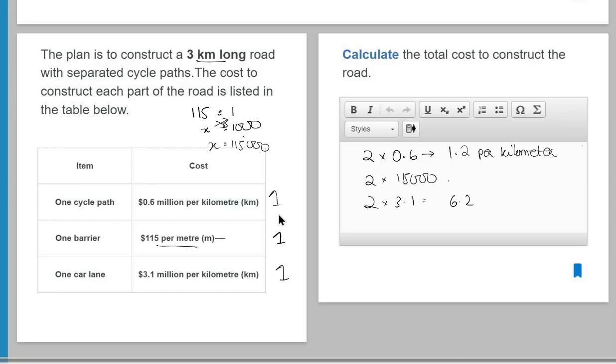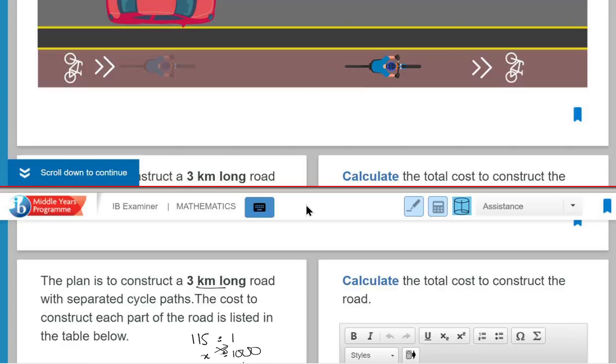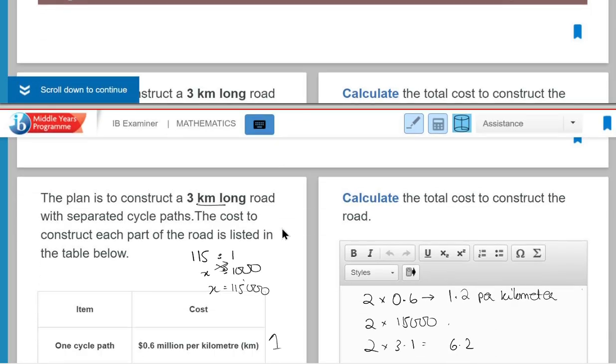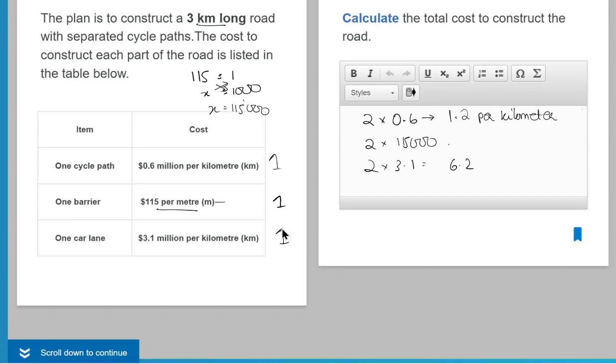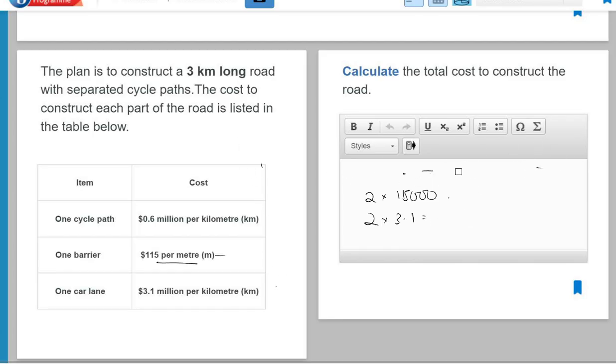Oh my god, this is confusing the hell out of me, because look, there are two cycle paths. It's not possible that each and everything is of 1 kilometer. Are we missing out on some information? No, we're not. Okay, let me just erase all of this. Let me think again. You guys think at the same time.